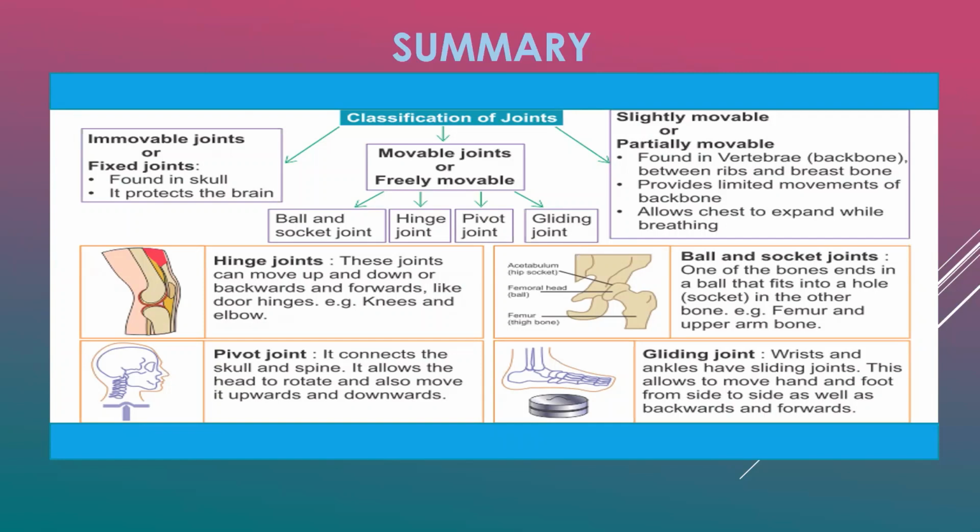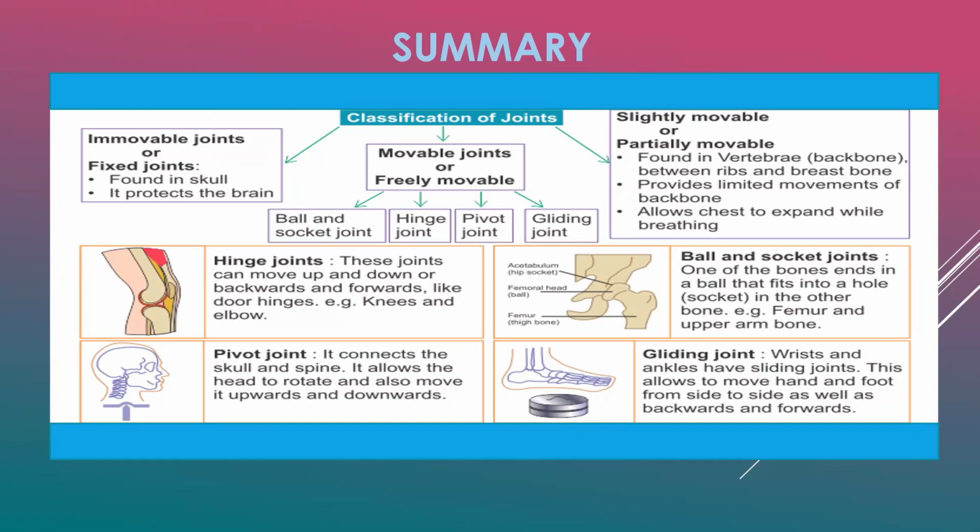Ball and socket joints. Here, one of the bones ends in a ball that fits into a hole in the other bone. Example, femur and upper arm bone. Gliding joints. Wrists and ankles have gliding joints or sliding joints. This allows to move hand and foot from side to side as well as backwards and forwards.